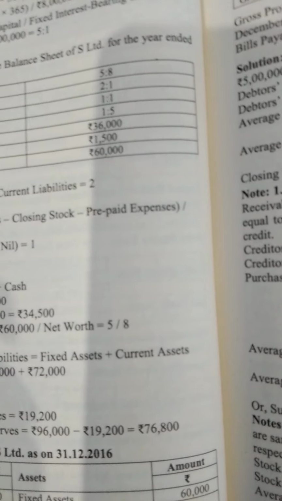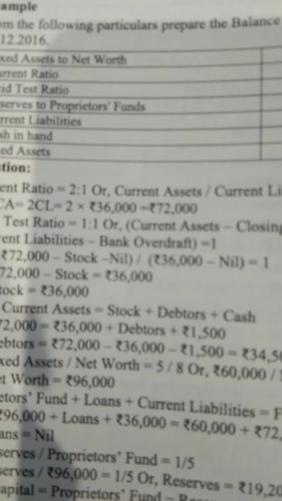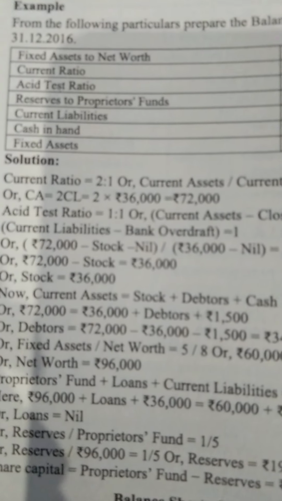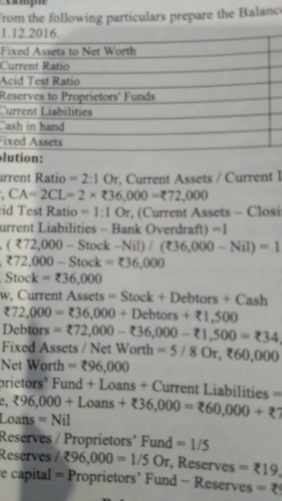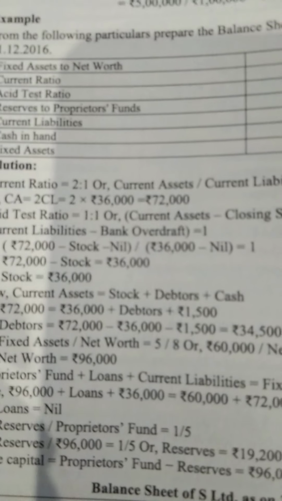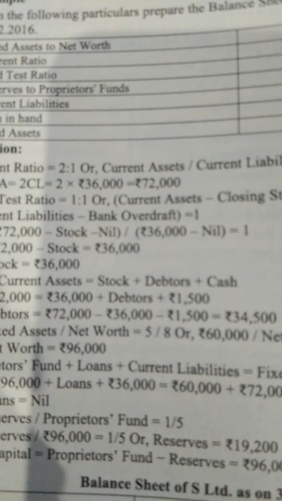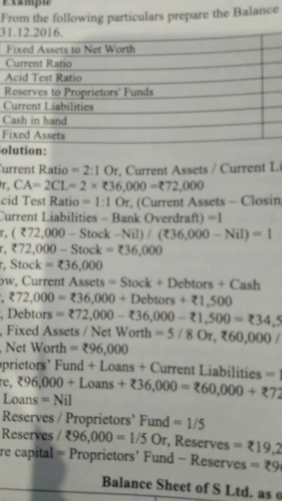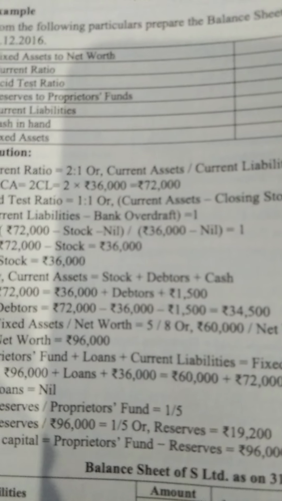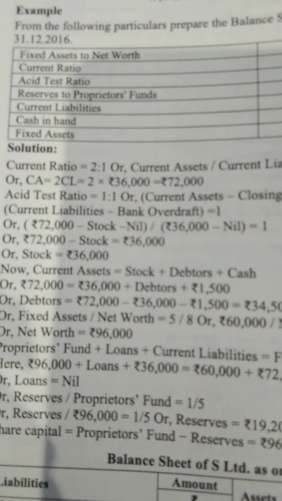Current ratio is given as 2:1. What does it mean? Current ratio 2:1 means if current assets is rupees 2, then current liability is rupee 1. The company has to pay a current liability of rupee 1, and the company has rupees 2 as its current assets. That is, current liabilities is 1 and current assets is 2.